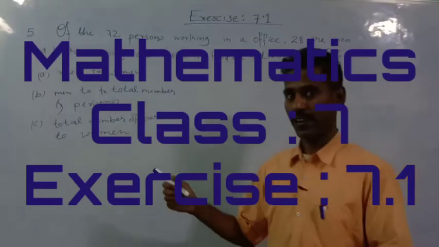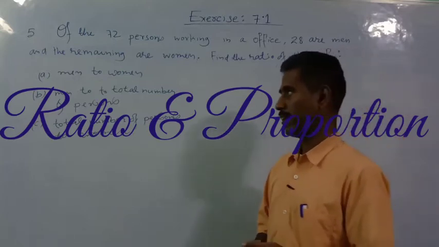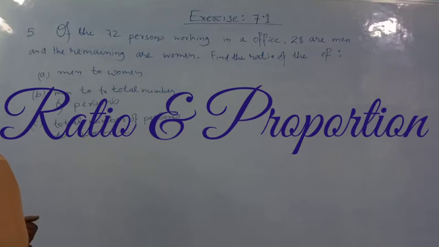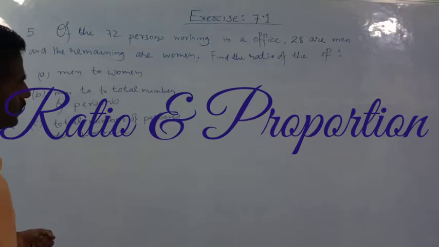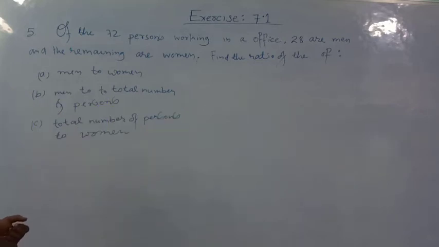Hello children, this class is a continuation of your ratio and proportion chapter. Here question number 5 has been picked up. Of the 72 persons working in an office, 28 are men and the remaining are women. Find the ratio of men to women, men to total number of persons, total number of persons to women. We've got 3 sub questions.